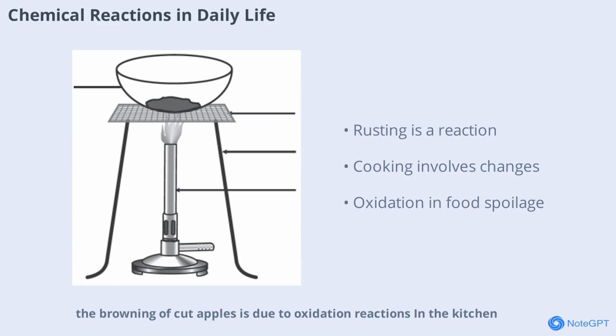In the kitchen, baking a cake involves numerous chemical changes as ingredients react to form new flavors and texture. Understanding these reactions helps us appreciate the science behind everyday phenomena and can even guide us in preventing unwanted changes, like using antioxidants to slow down food spoilage.